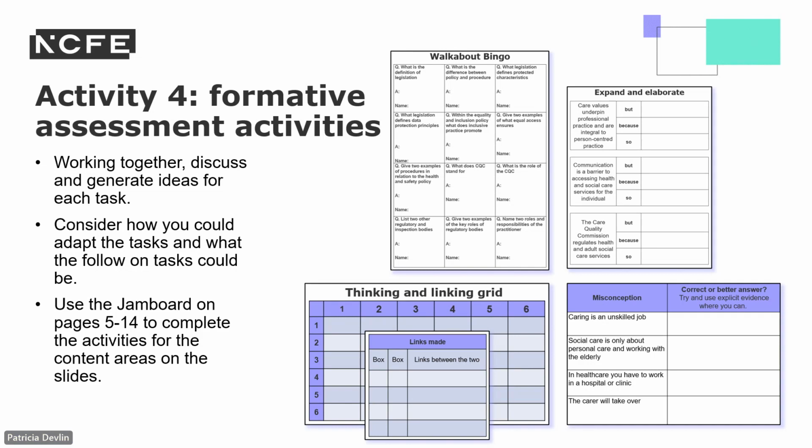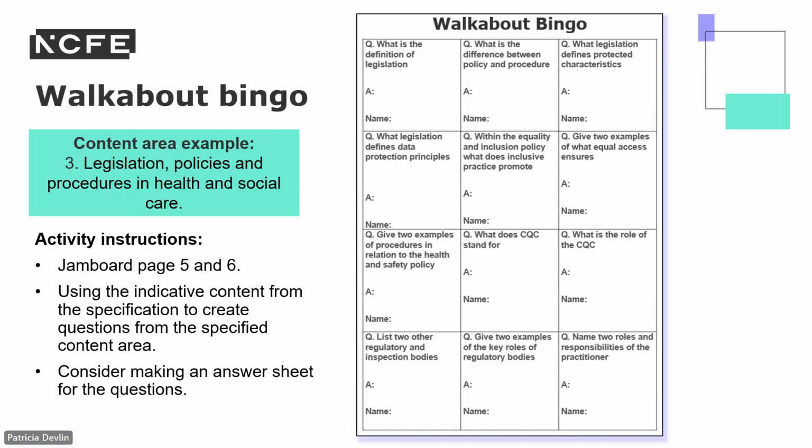So we'll talk through the tasks now. So this one is Walkabout Bingo, which contains questions from content area 3, which is the legislation, policies and procedures in health and social care. So pupils can only ask their peer one question each. They record their answer and name, and then they move on.